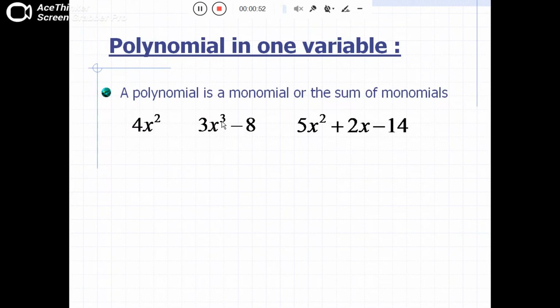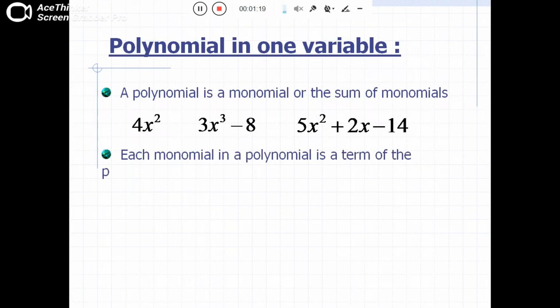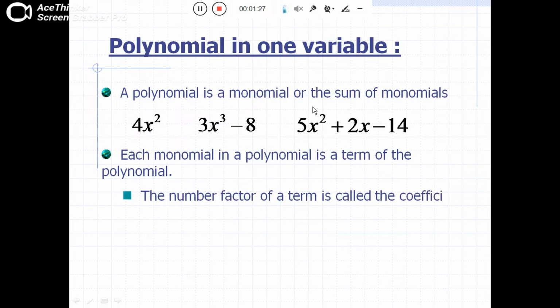So the exponent of this variable x is 3 because it is the highest exponent, and the coefficient of x cube is 3. Third example is 5x square plus 2x minus 4. In this you are seeing only one variable x. So these are the examples of polynomial in one variable. Next, each monomial in a polynomial is a term of the polynomial. Like in these polynomials, it is a binomial, it is a monomial, it is a trinomial, but each one is called a term.